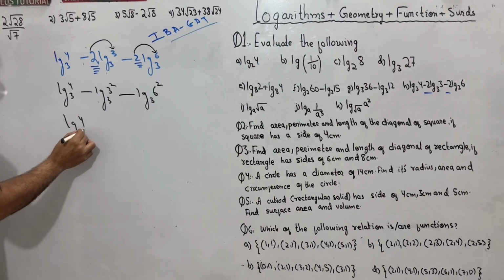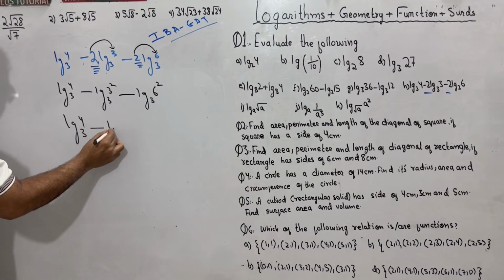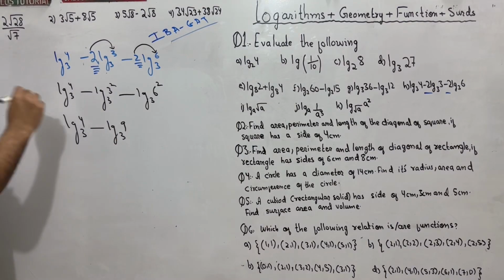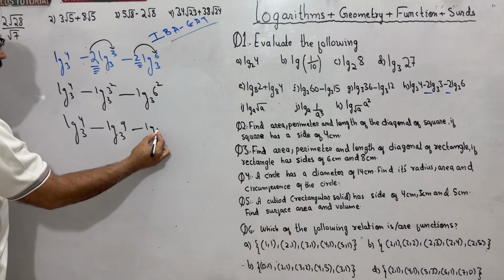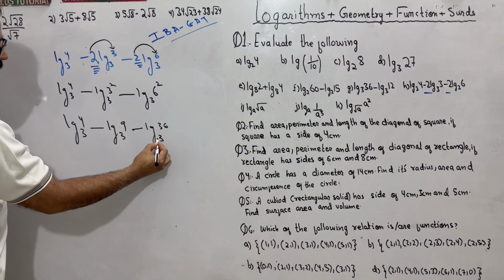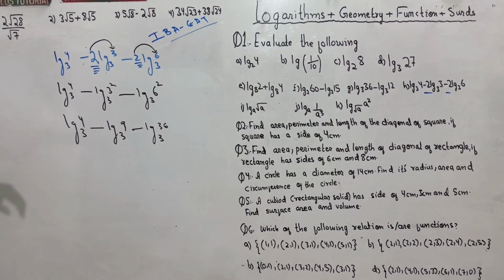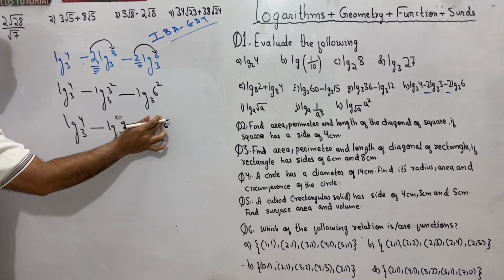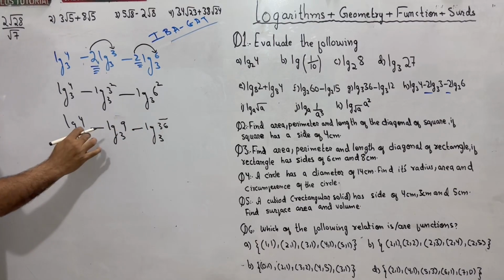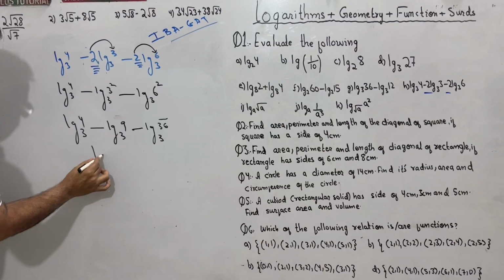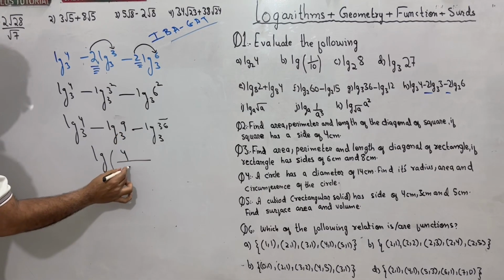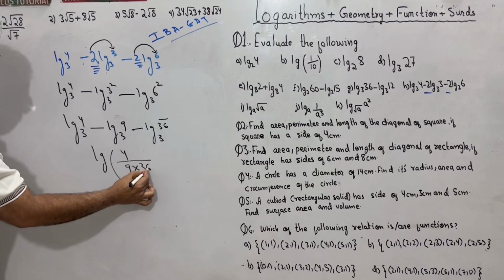We have log of 4 to the base 3, negative log of 9 to the base 3, minus log of 36 to the base 3. Now don't forget negatives. Negative logs can be written in division. I can merge this once for all. Log of 4 divided by 9 as well as 36.